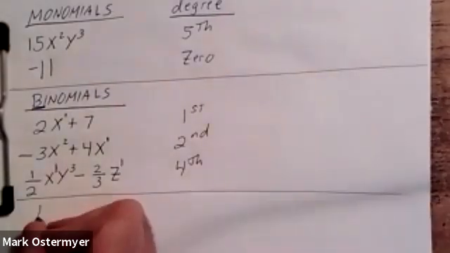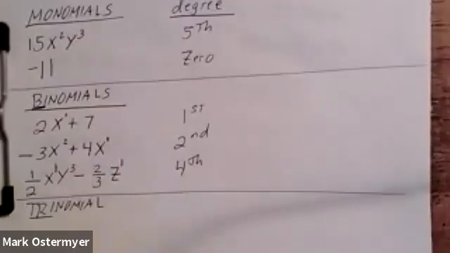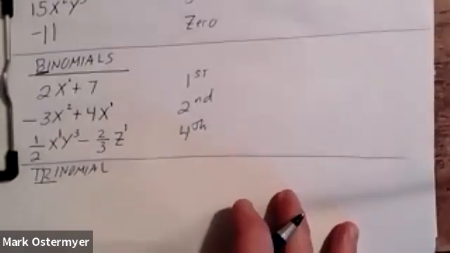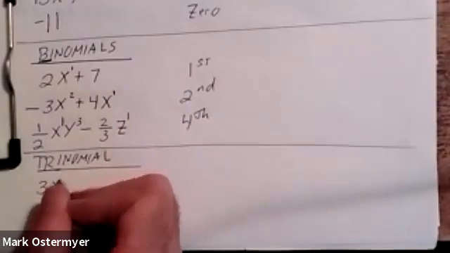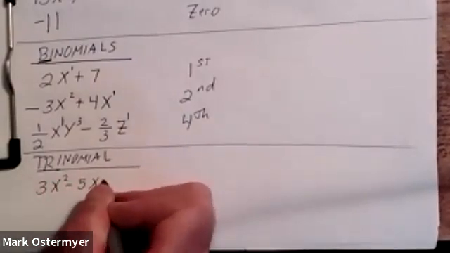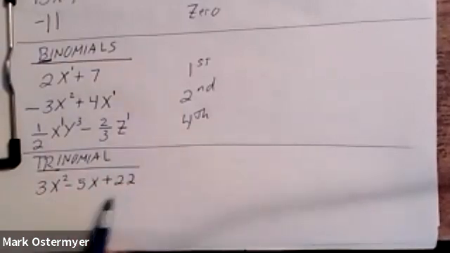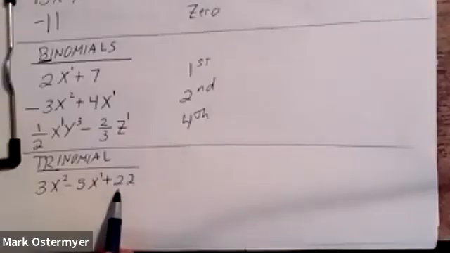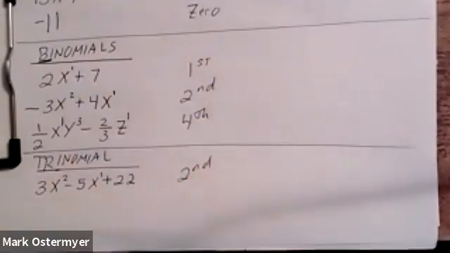Trinomial. Tri means how many? 3. 3 terms. So a trinomial is a 3-term variable expression. Examples of some trinomials, 3x squared minus 5x plus 22. This is an example of a trinomial. What's the degree of the first term? 2. Degree of the middle term is 1, and degree of the constant term is 0. The highest degree term is 2, so this would be a second degree trinomial. Second degree.